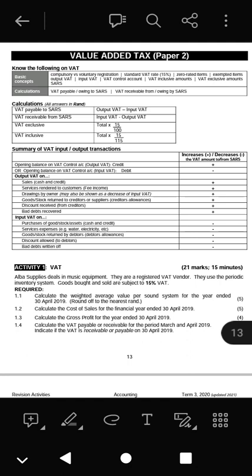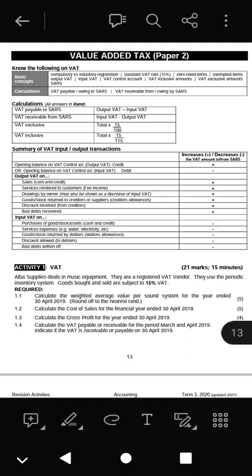So whenever you are doing your calculation, remember that anything that is part of output VAT is supposed to be a plus, and anything that is input VAT is supposed to be a minus.